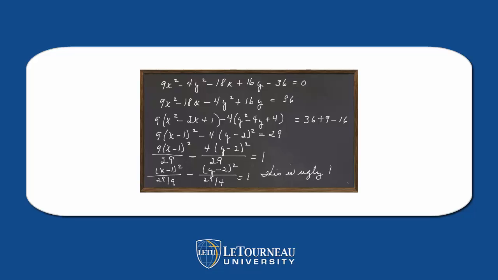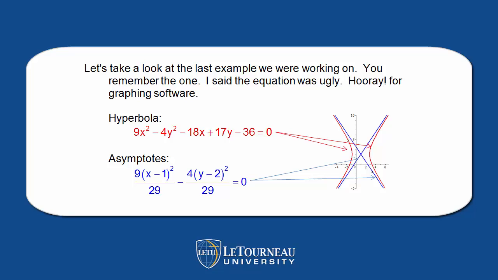Hooray for computers. Let's see if we can get a computer to tell us what this thing looks like instead of what we've got there. And you know I'm going to get you a pretty picture from a computer. Remember that last example? I said the equation was ugly. Well, hooray for graphing software. Look at that. That's a right pretty hyperbola that we have there. And we've got the asymptotes, and we have the hyperbola showing. We're in good shape.